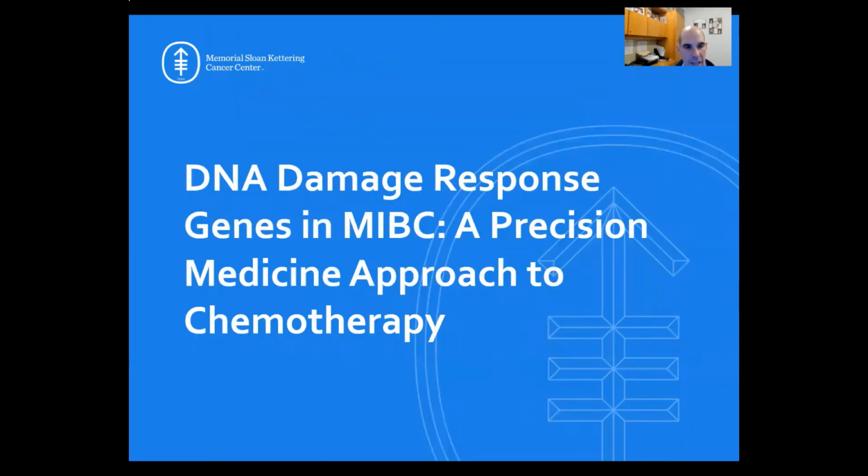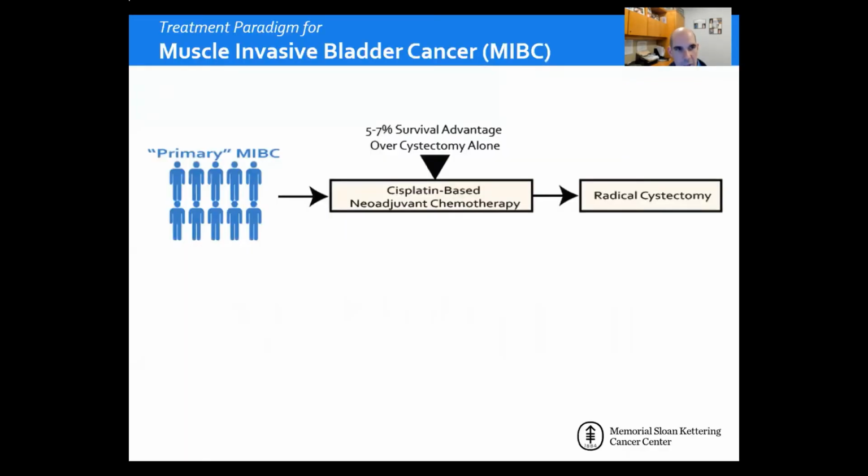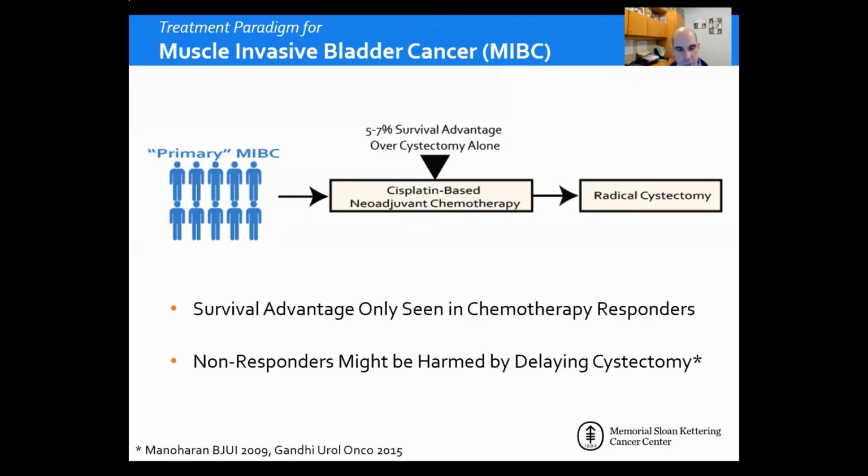And then moving on to the role for DNA damage response genes in muscle invasive bladder cancer, with the subtitle of taking more of a precision medicine approach to neoadjuvant chemotherapy. So the current treatment paradigm for muscle invasive bladder cancer, as I'm sure you're all familiar with, is basically to treat patients with neoadjuvant cisplatin-based chemotherapy if they're eligible and able to get cisplatin therapy. That provides about a 5 to 7% survival advantage over cystectomy alone, and then they proceed with cystectomy afterwards.